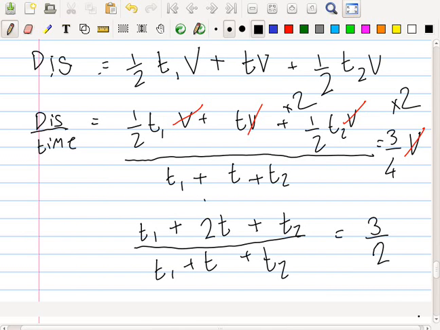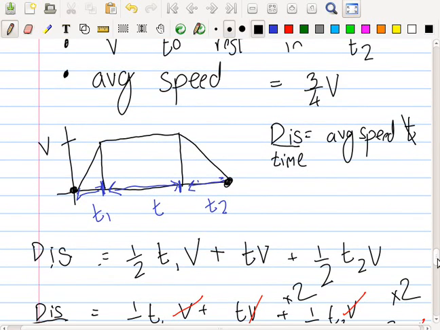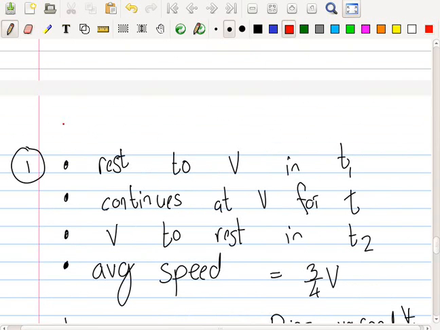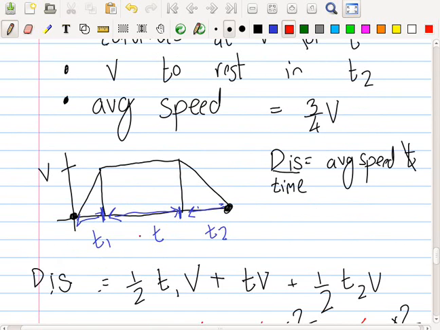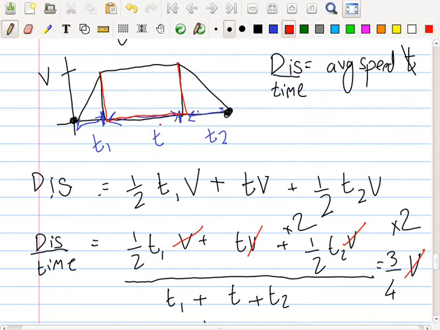Now, you might say, well, that's going to be very difficult because if I look at this, I'm trying to find what this t is. I want to find the time. My question is, how much time is spent at speed v? So in other words, I'm asking you how much of the journey is spent in this piece.